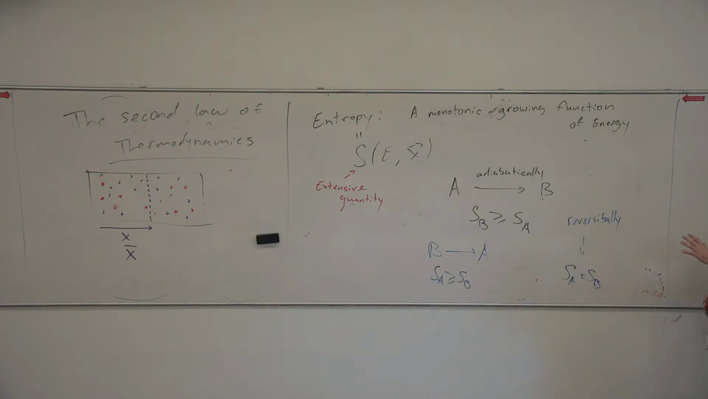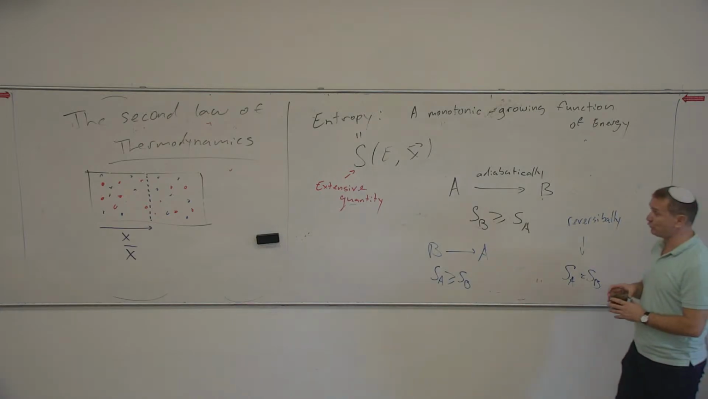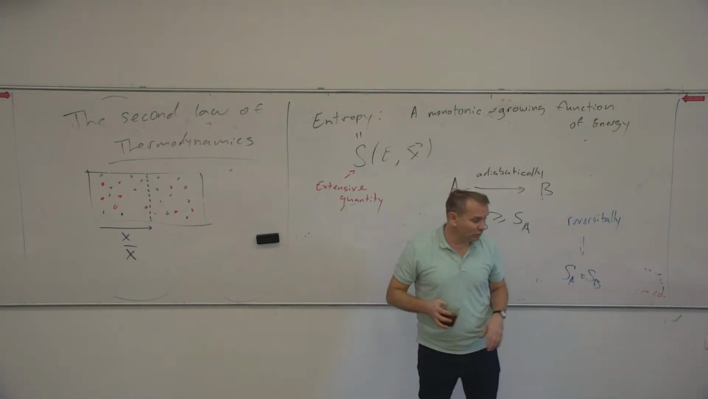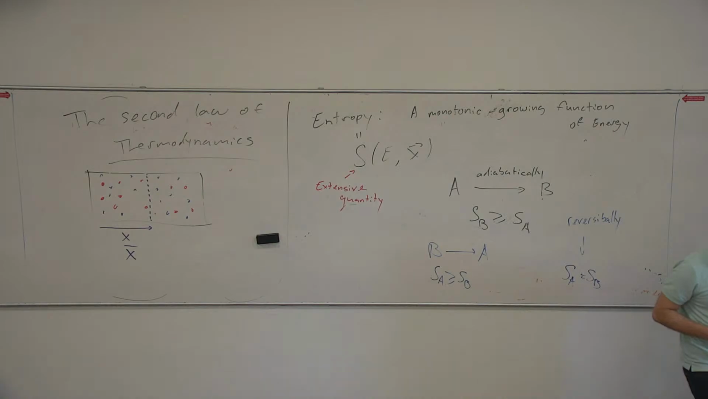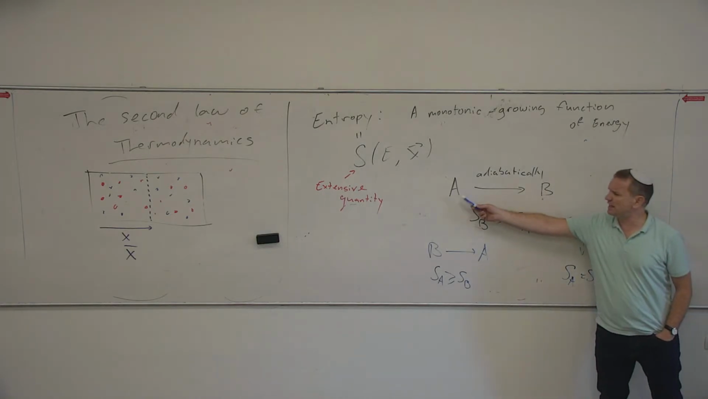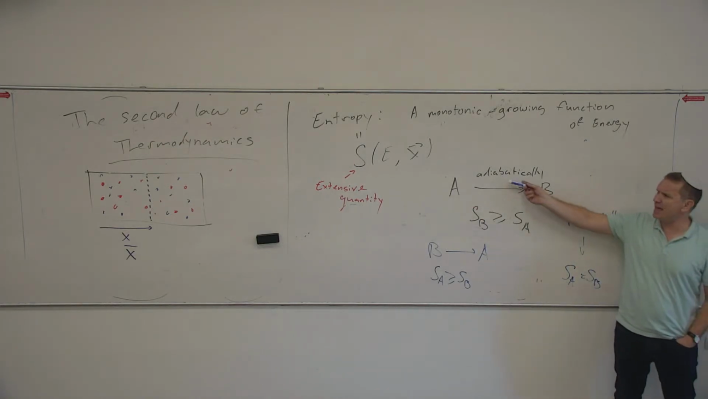Great. So this is the statement. How it allows for us to find the definition of an equilibrium state. What can I do in order to find it? So let's play a little bit with transitions from state A to state B and adiabatic transitions.